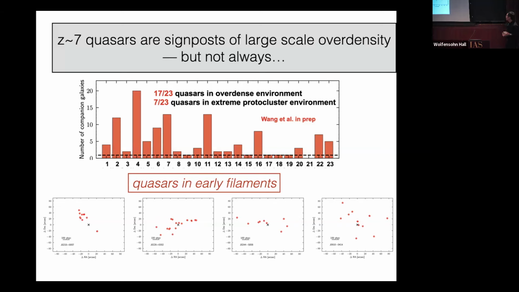But again, there's a lot of diversity. Some of them are very dense, 20 galaxies. Some of them are not quite dense. Some of them even have no galaxy around them. So I think that indicates that quasars are really signposts of early large-scale structure growth, but not always.